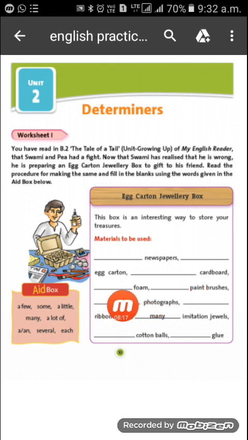Next one is dash foam. He will need a lot of foam and a few paint brushes. He needs a few, means some paint brushes also, less paint brushes also. Then photographs, several, we will use from here several photographs. Then dash ribbon pieces, he will need a few ribbon pieces. Then many imitation, many they have used here, many imitation jewels. Then some cotton balls and a little glue, as I told you that it's an uncountable noun.